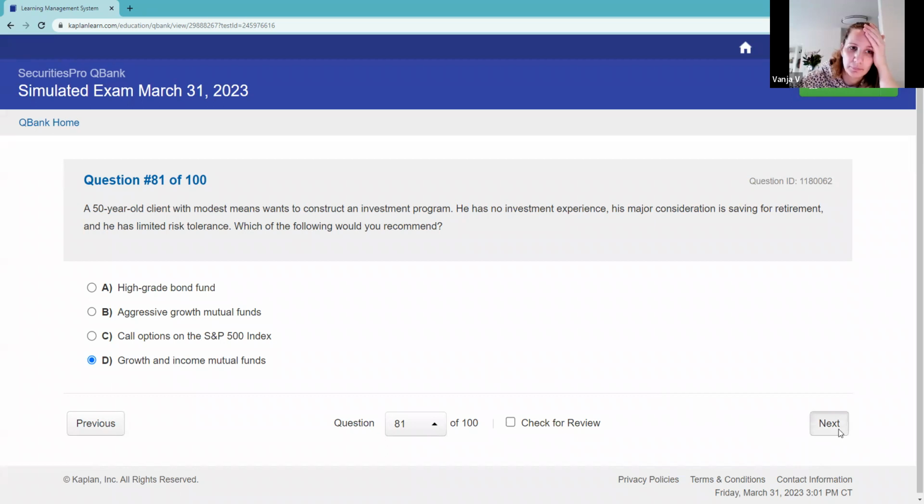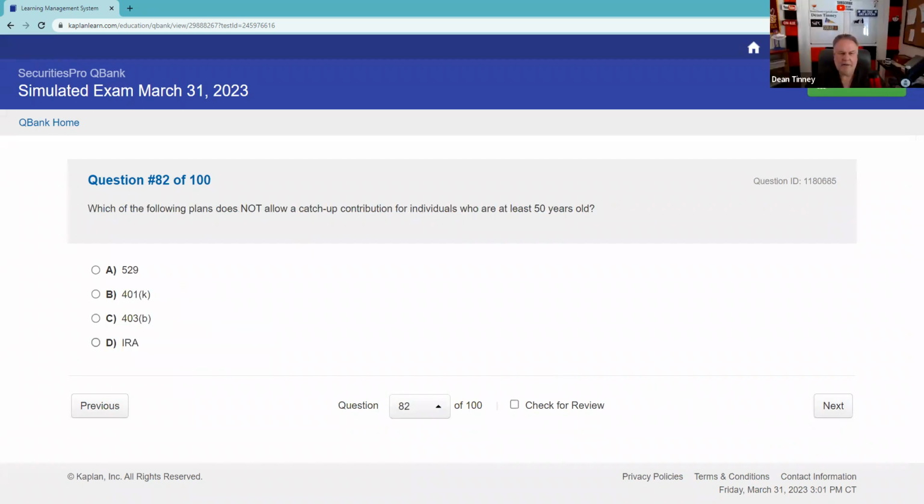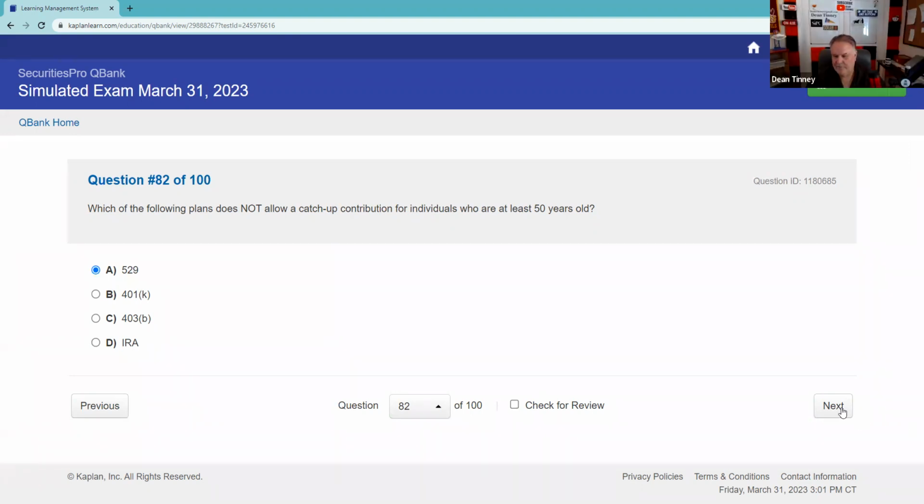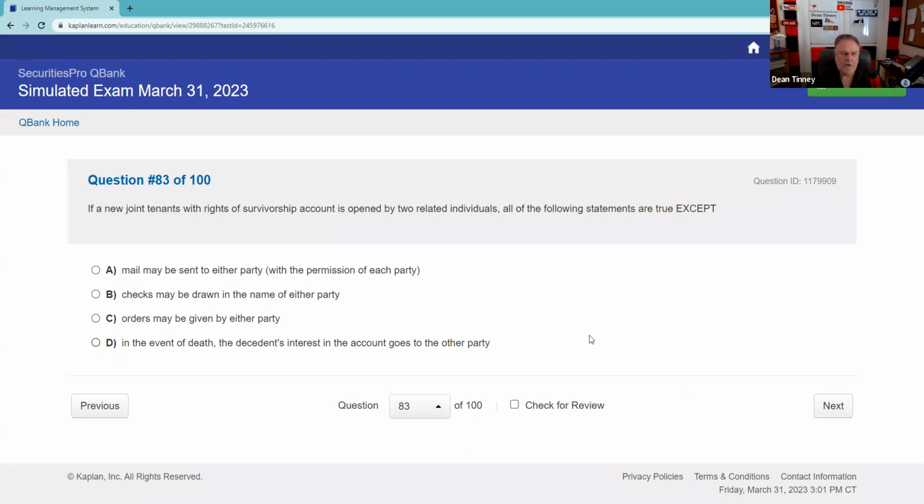Which of the following plans does not allow catch-up contributions for individuals who are at least 50 years old? IRA does. 529. With the 529, they have to use it before they actually turn 50. So 529, A. Excellent. Good job.